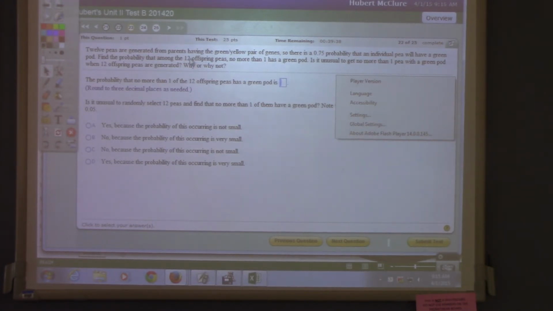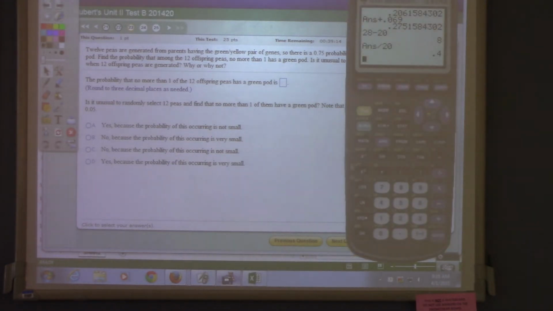So 12, 0.75, and what? 1. Now it says no more than one. So 0 and 1. So you got to do 12, 0.75, 0, and 12, 0.75, and 1. So do that. Second function, enter.